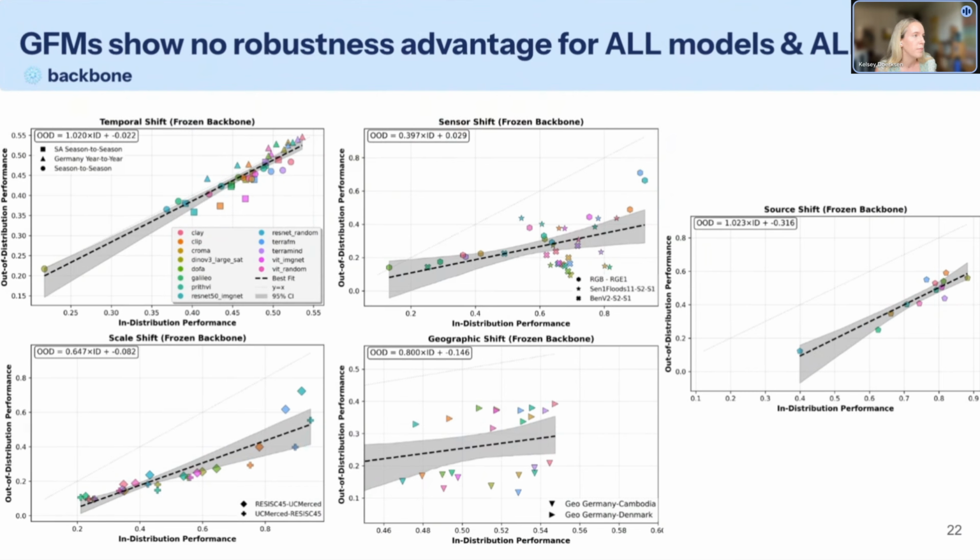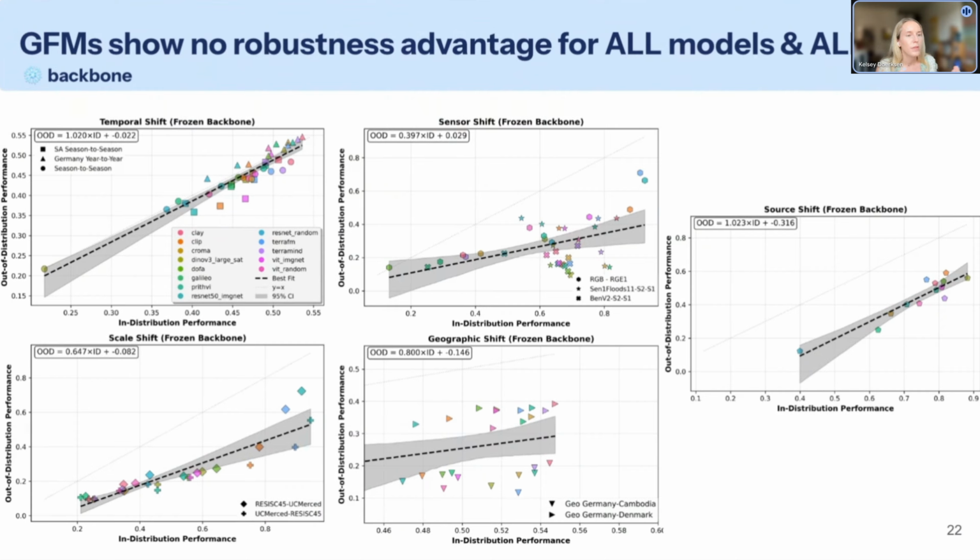I'll go into each one of these plots as well. I know it's a little bit overwhelming to have all of them on the same slide, but just so you're aware for the following slides, you'll see each point color represents a model, and then each shape of the points represents a different task or shift type. So we have the temporal shifts, sensor, scale, geographic, and source.